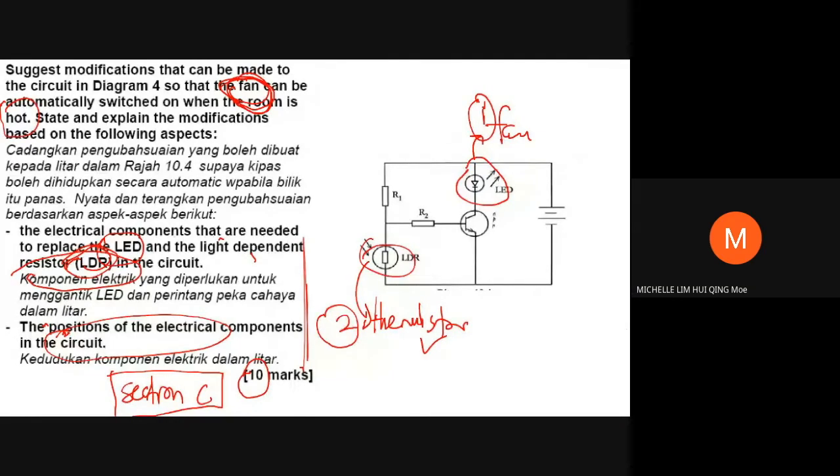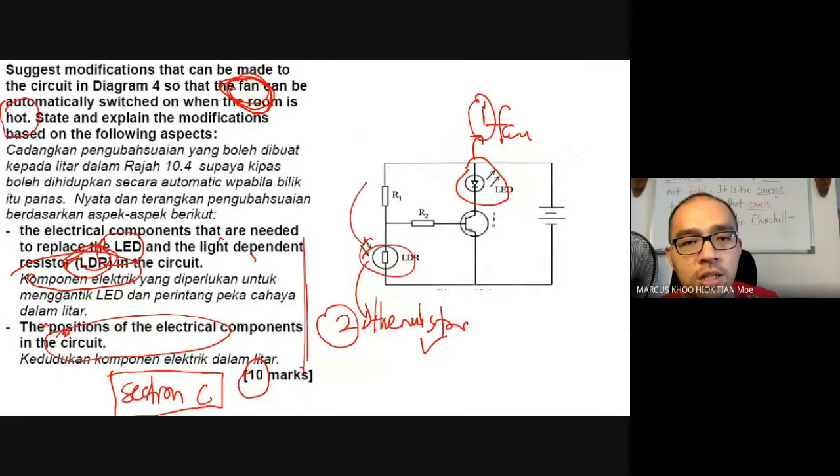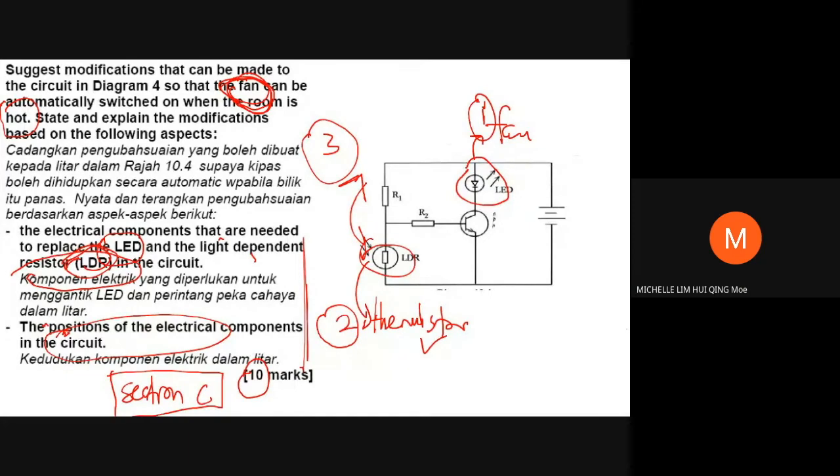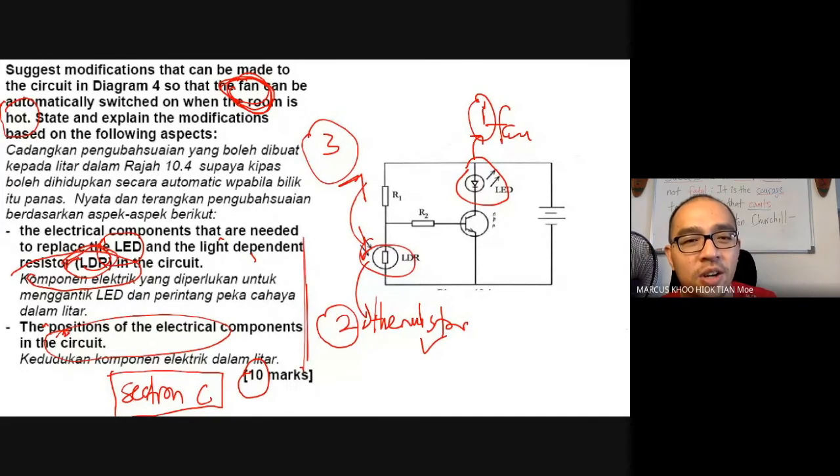Interchange thermistor with R1. Okay, interchange thermistor with R1. Why? So the thermistor will have a low resistance. When? When it's hot. Okay, when it is hot, when the temperature rises. Okay, that's number 1.